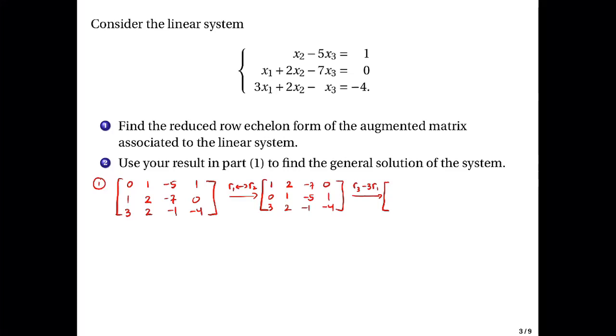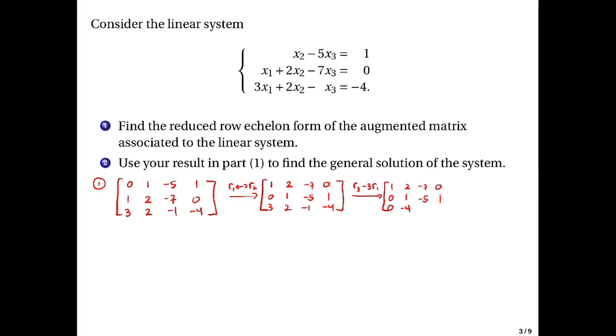So we just need to copy row 1: 1, 2, negative 7, 0. We also just need to copy row 2: 0, 1, negative 5, 1. And then for row 3, we have 3 minus 3 times 1. That will become 0. And then here we have 2 minus 3 times 2. So that will be 2 minus 6. So we have negative 4.